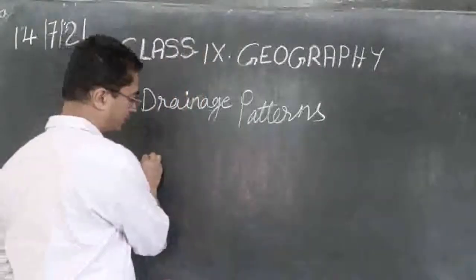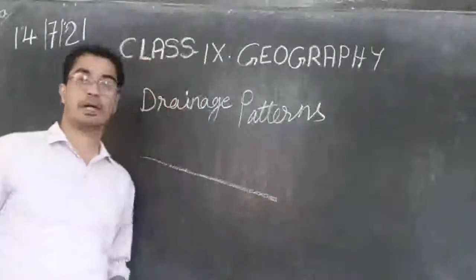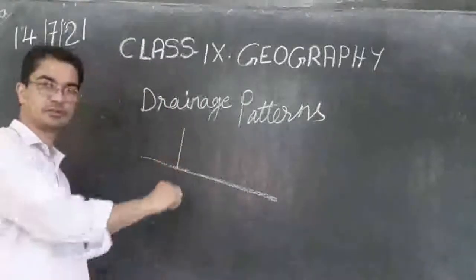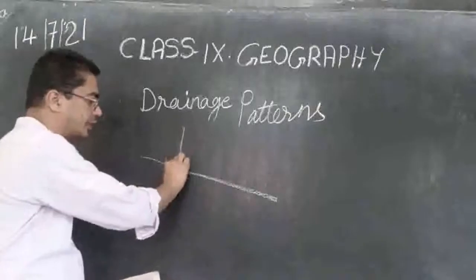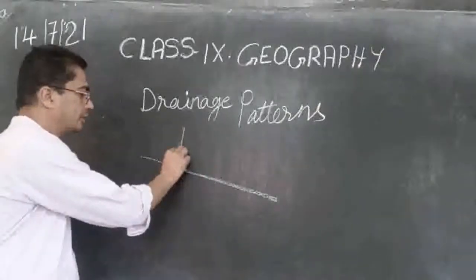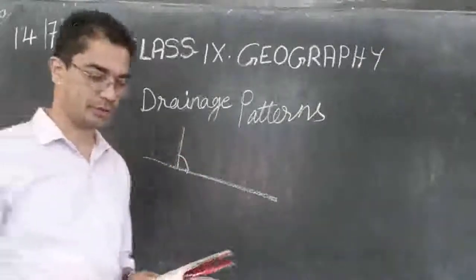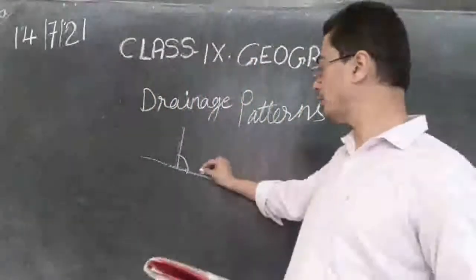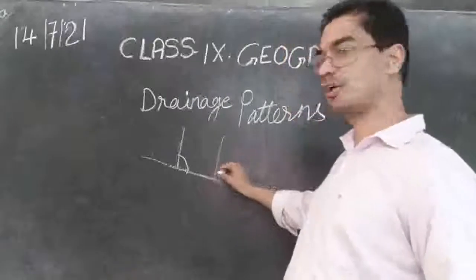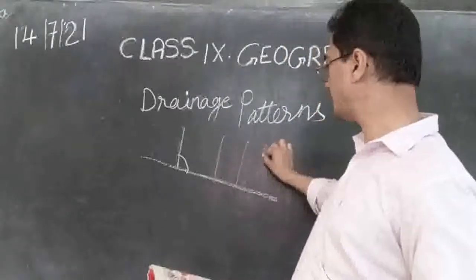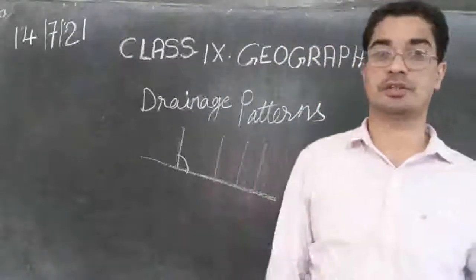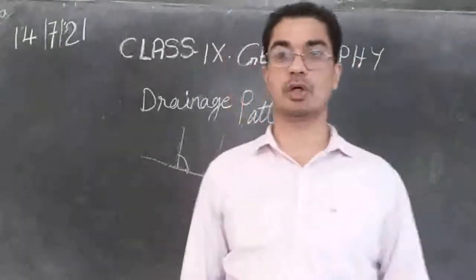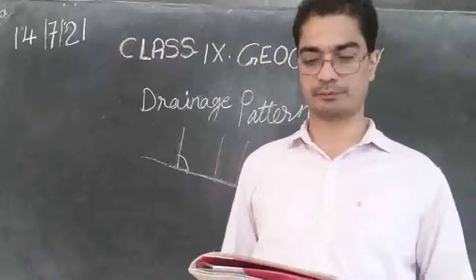So let's say a river is flowing. Then tributaries come and join it at right angles. So from here a tributary is coming and joining, and here the right angle is formed. That is called trellis. There may be many small streams coming and joining at right angles. If that is the type of river pattern, it will be called a trellis pattern.